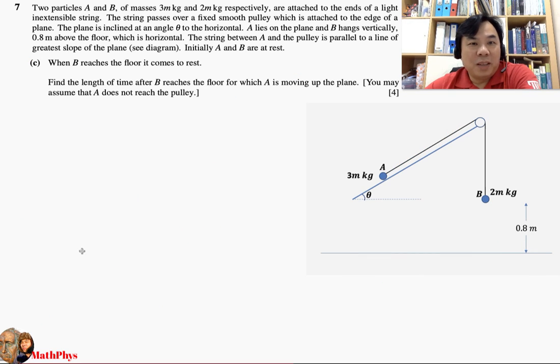All right, our last section for question 7. Okay, we still have the same setting. When B reaches the ground, it comes to rest. We can see that just now from the simulation. We need to find out the length of time after B reaches the floor for which A is moving up the plane. How long does it take for A to move up the plane there? That's our main question there.